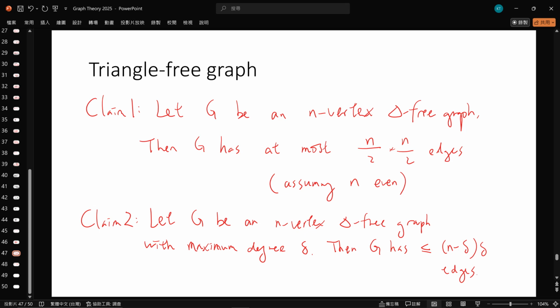Okay, so this means that we can forget about this claim. Okay, we can focus on this claim 2, where we have this maximum degree delta, and we try to formulate the number of edges with this delta.